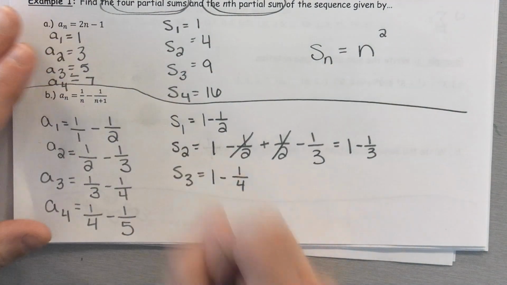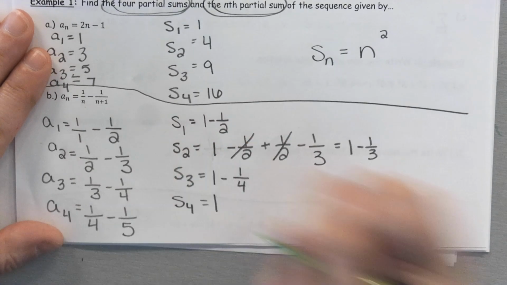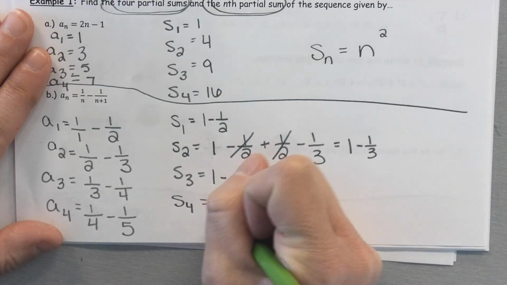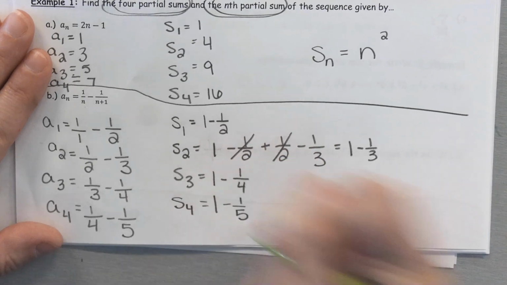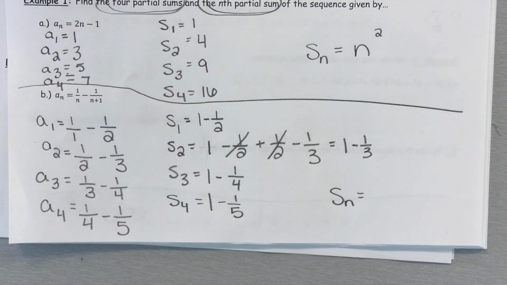All right? So S sub 4 would be what? Without doing anything, what is it? 1 minus 1/5. Okay, now, if I asked you to find S sub 20, could you, by brute forcing it, right? You could. Do you want to? No. Could you? Yes. All right, let's make a formula for this.